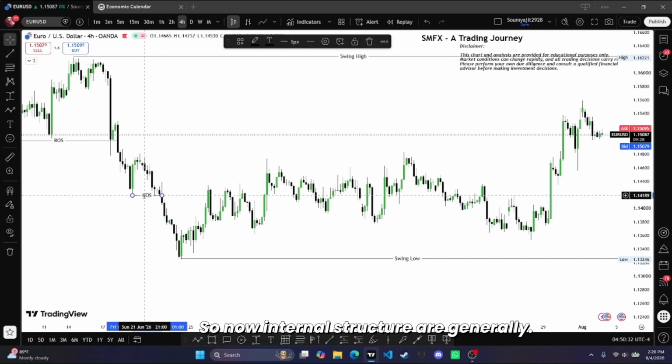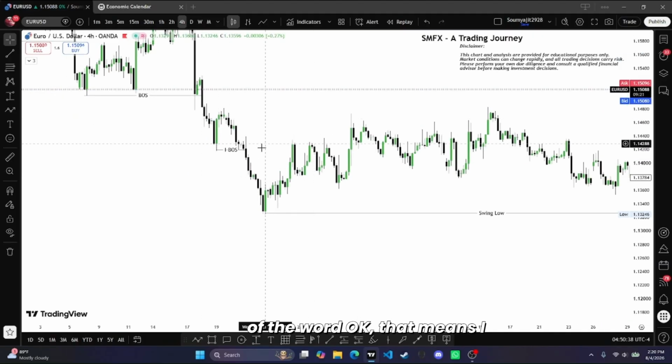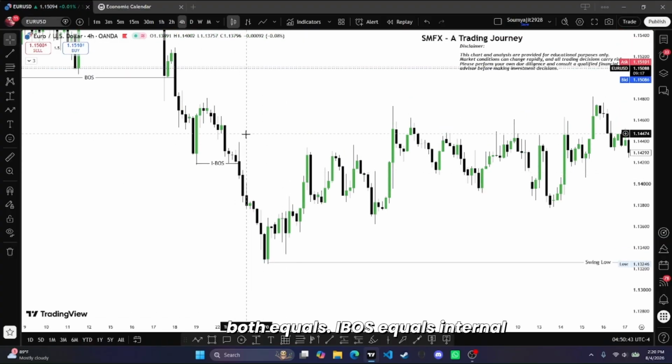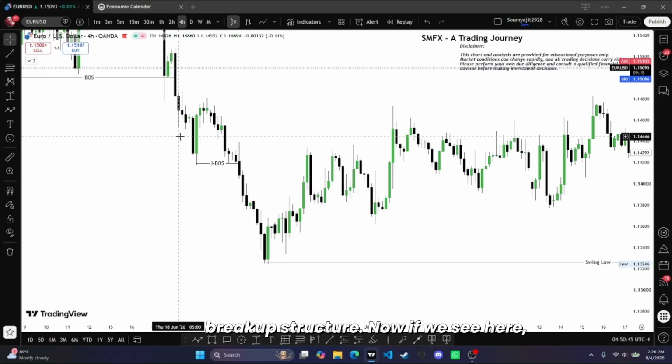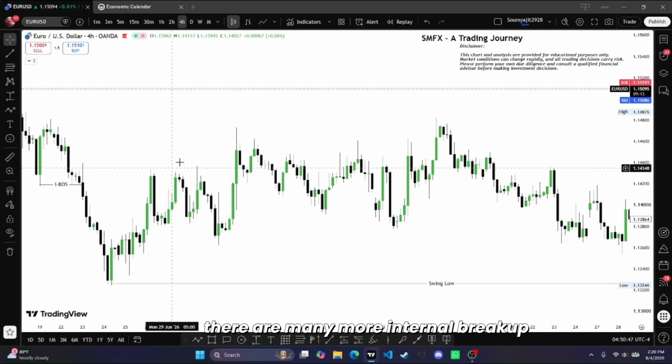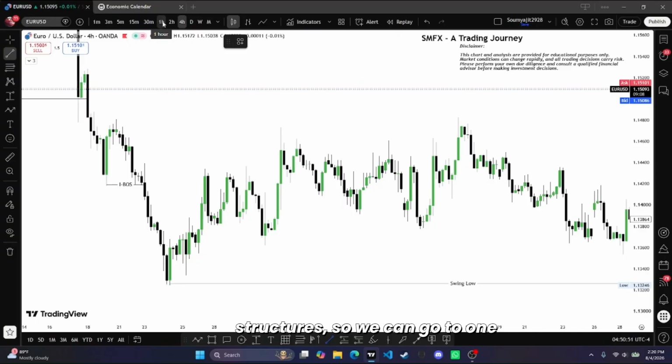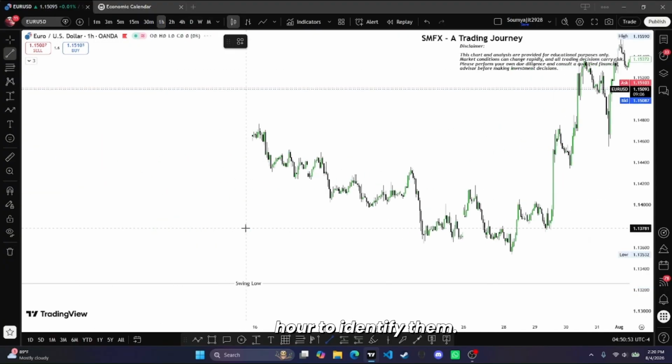Now internal structures are generally indicated by I in front of the word. That means IBOS equals internal breakout structure. Now if we see here, there are many more internal breakout structures, so we can go to 1 hour to identify them.